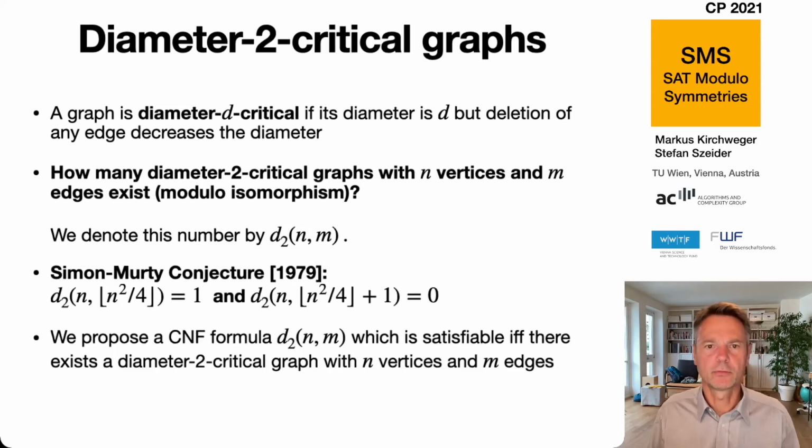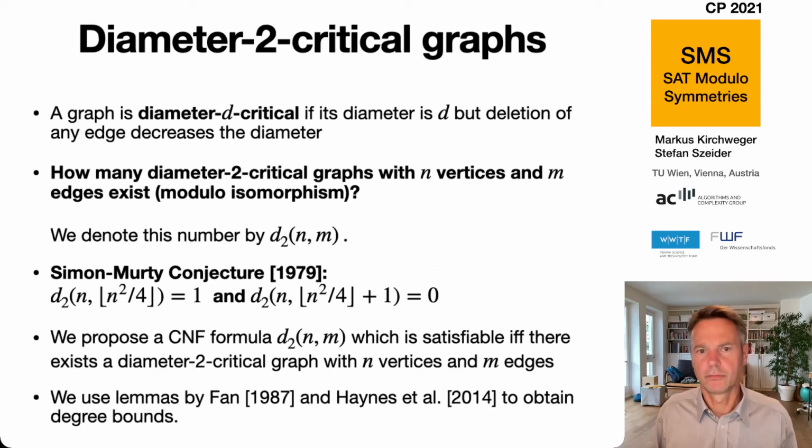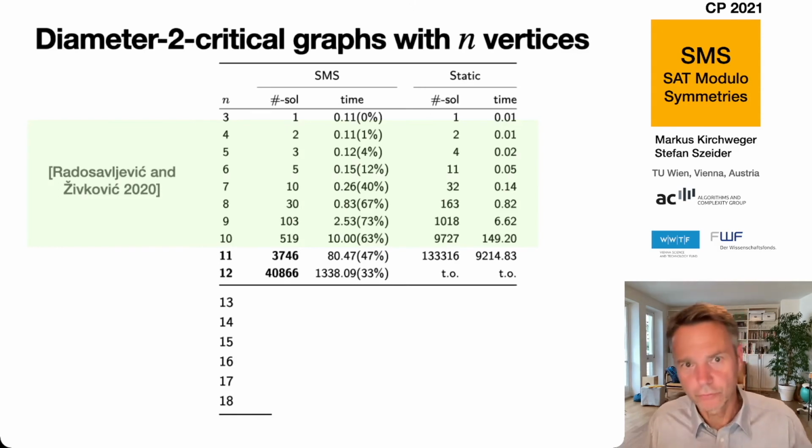The Simon-Murty conjecture from 1979 says that for a particular number of edges, which actually corresponds to the graph being a complete bipartite graph, there exists only one solution, namely this complete bipartite graph, and for more edges there are no solutions at all. Again, we have a SAT encoding for this problem, and we use lemmas from combinatorics to obtain suitable degree bounds. Here are also the known results in green.